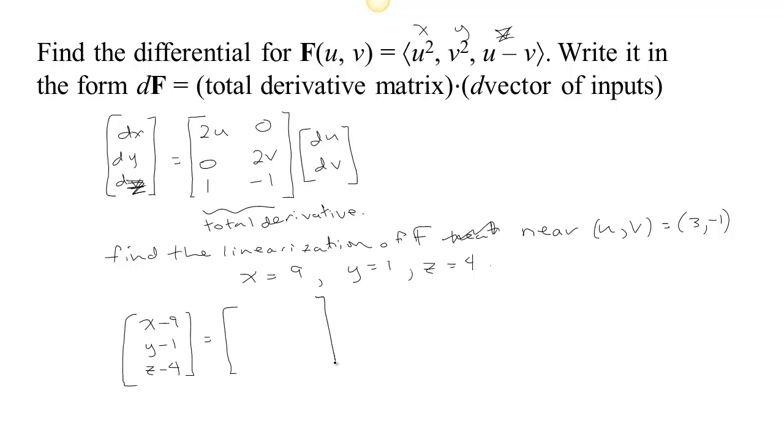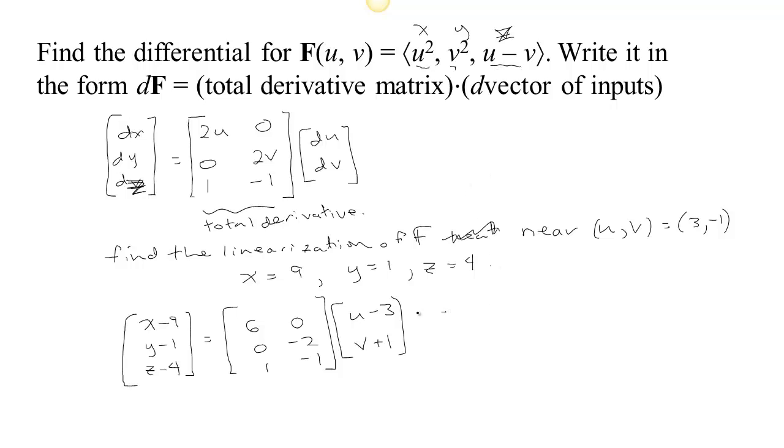our total derivative matrix. If u is 3, then this is 6, 0, 0, negative 2, because v is negative 1, and then these were constant already. Then the change in u would be how far u moves away from 3, and the change in v would be how far v moves away from negative 1, so v minus negative 1 would be v plus 1. This now gives us a set of 3 linear equations. They're actually the best linear approximation to each of these 3 equations.